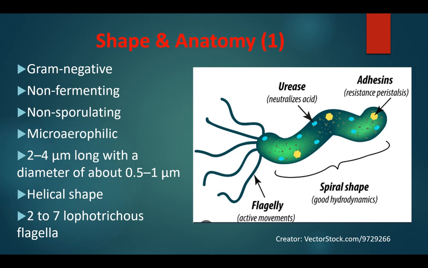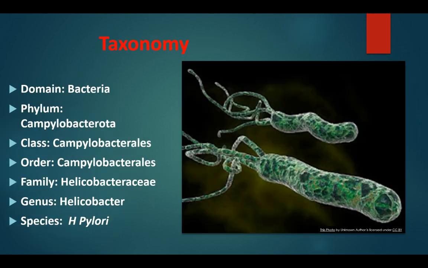It does come in a couple other shapes, just rods or curved, but the other shapes are not as useful. The spiral shape is the one that's most successful and impactful. Helicobacter pylori is within the bacteria domain, and as you can see on this slide, it shows the phylum, class, order, family, and then the genus and species, which is Helicobacter pylori.